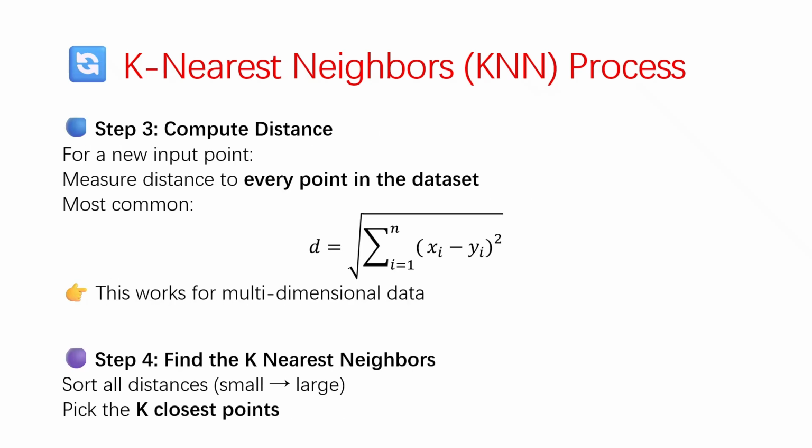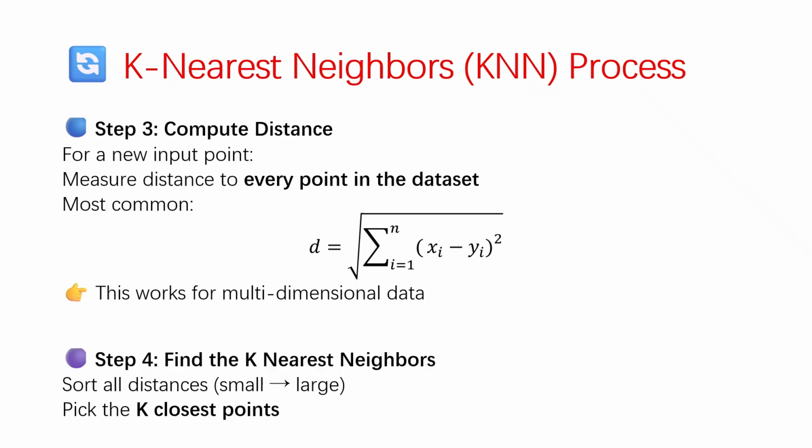In step 3, we compute the distance. For a new data point, we measure how far it is from every point in the dataset. The most common method is Euclidean distance, basically the straight line distance. And this works even when your data has many dimensions.